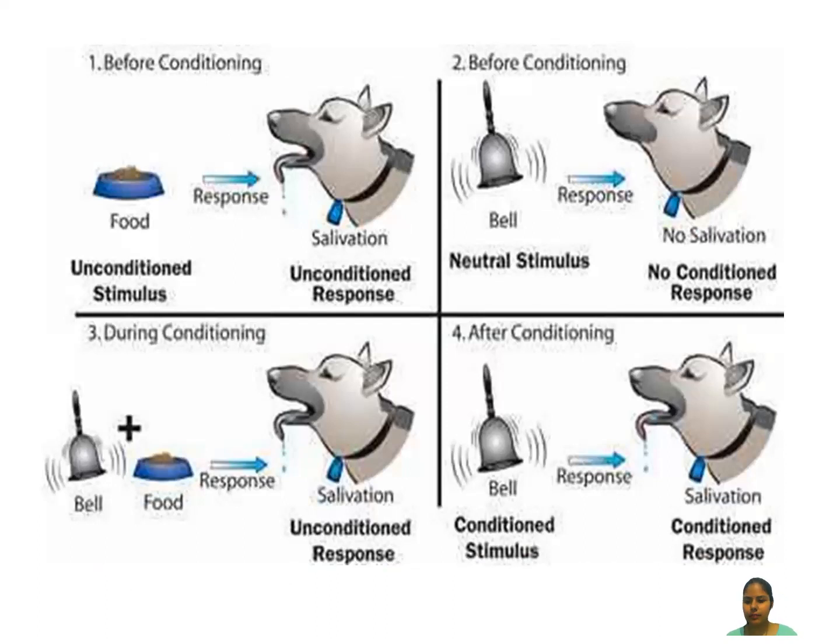Now in the second, we just rang the bell. This bell is a neutral one. With this bell, the dog will not react. No saliva, no response. In the first picture, before conditioning, when the food came in front of the dog, there is saliva. When the bell came, in the second one, there is no saliva, no response.